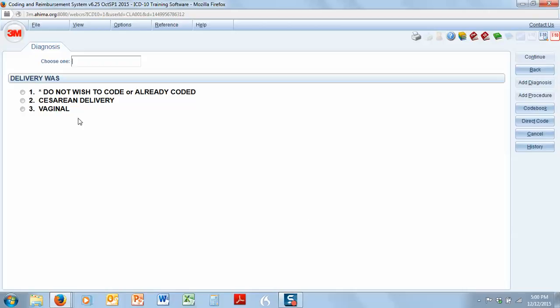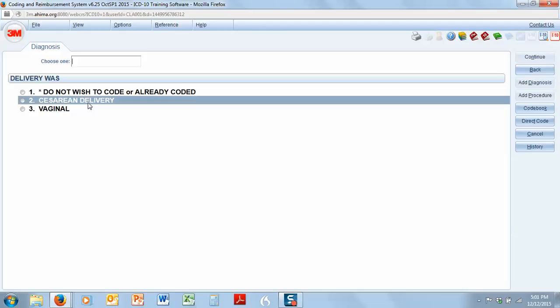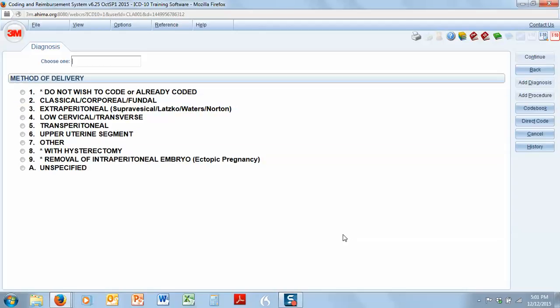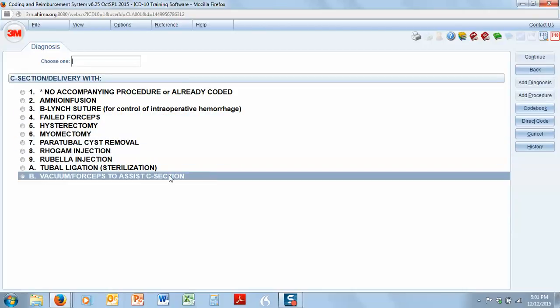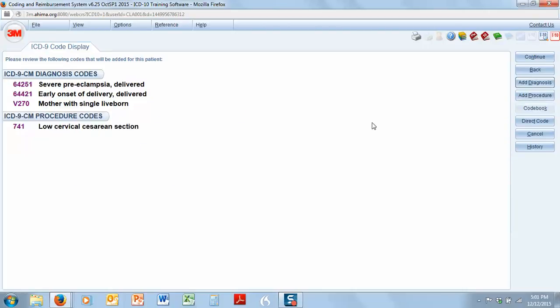And I'm not going to go through coding out the cesarean section and whatnot. I mean, I guess we can. Let's go ahead and say C-section. And what did we do? We did a low transverse. So let's go ahead and do number 4. We didn't have any other things going on here, so no accompanying procedure.